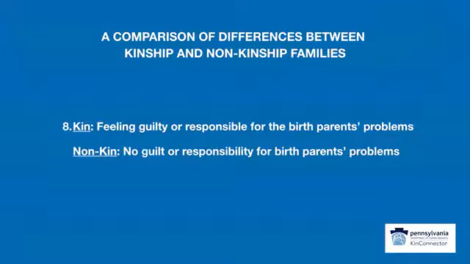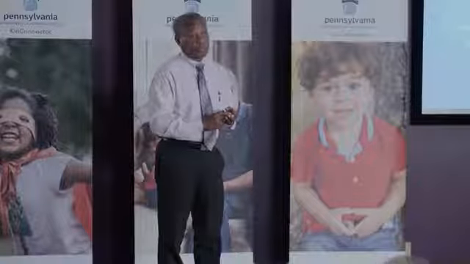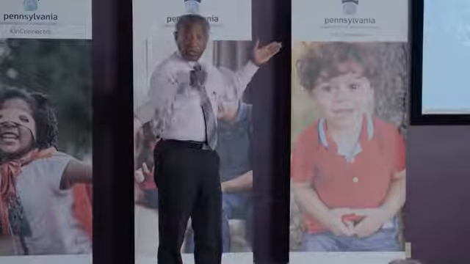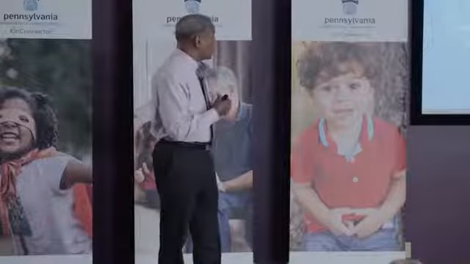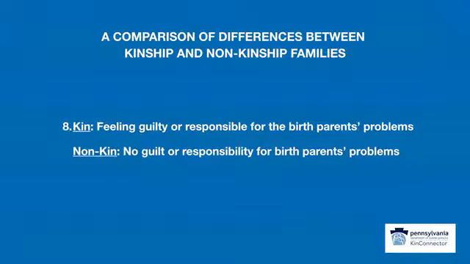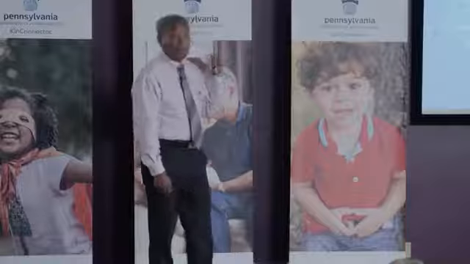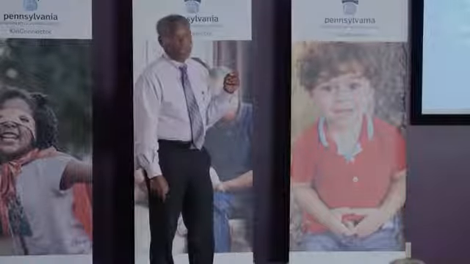Feeling guilty or responsible for the birth parent's problems. That's that guilt. Remember those cues? Is it my fault? Did I do something wrong? Are they in a position because of what I didn't do? Feeling guilty about the child becoming more attached to them than to their birth parents. So think about the sources, and then think about those scripts that you have to go through. Non-kin, they're not feeling guilty. They're not feeling guilty about becoming a foster parent or an adoptive parent. If anything, they're excited about it. And they're not feeling responsible for what happened. They don't feel like it's their fault.